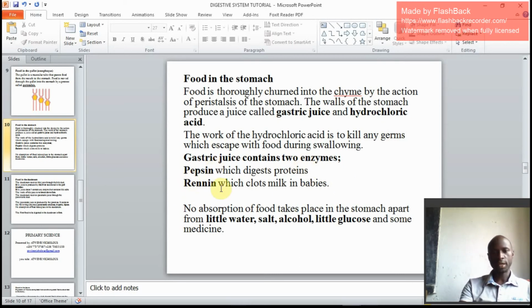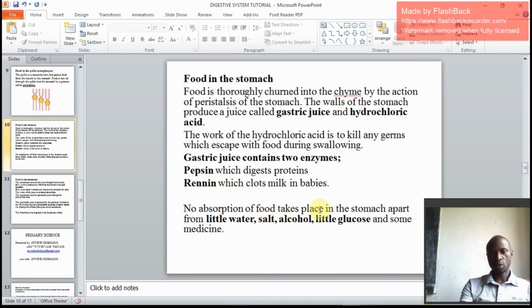Then renin is found in babies, and it helps in clotting of breast milk. So they may pose a question that identifies the type of enzyme found in young babies. It must be renin. Or they may ask the role of renin. Or they may ask the type of enzyme that is found in adults that acts on proteins, that is pepsin.